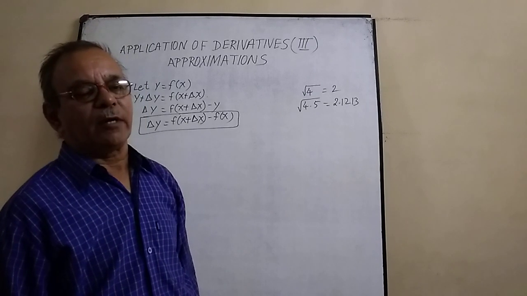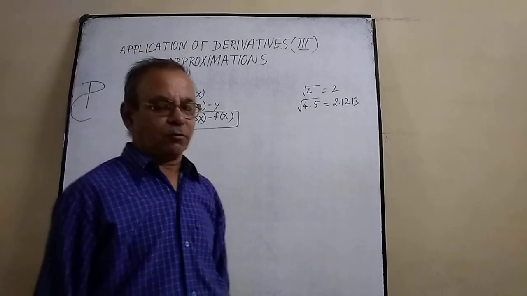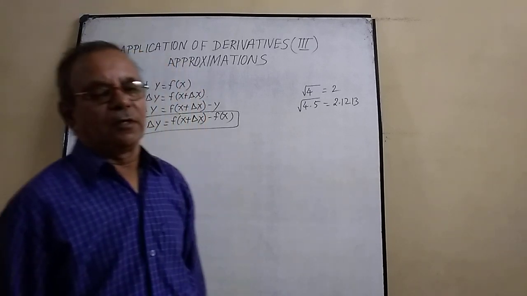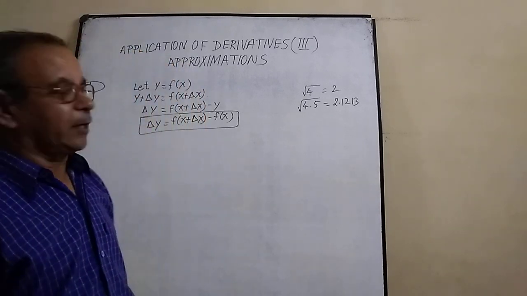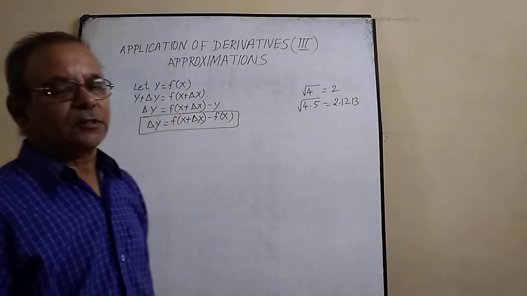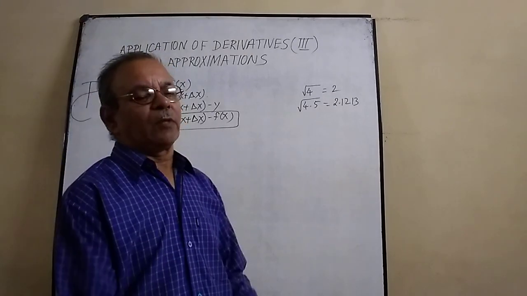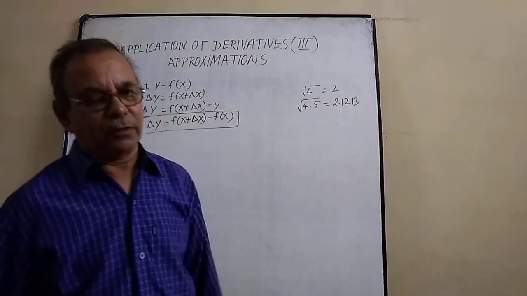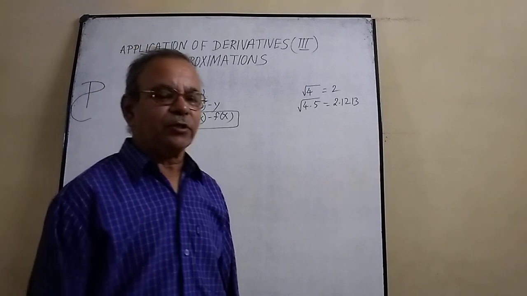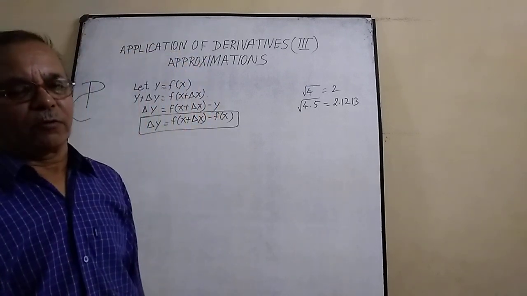Then we say 2.1213, and we can go up to 10 places also. We are not sure that these values are correct, and these are your approximations. Now we find these approximations with the help of differentiation. With the help of differentiation, we solve the questions related to approximations.